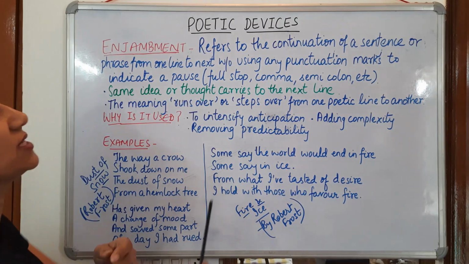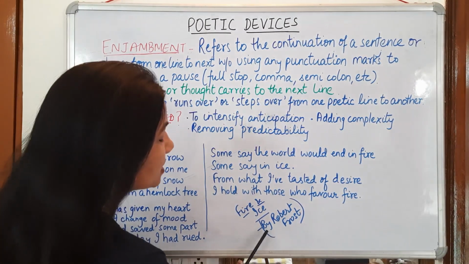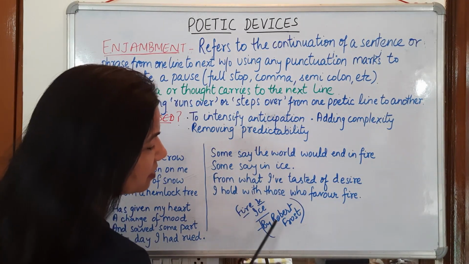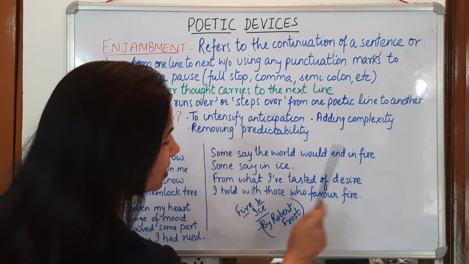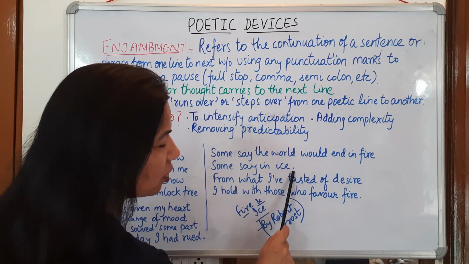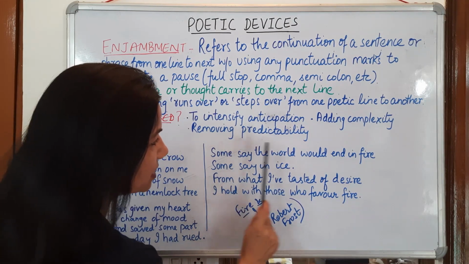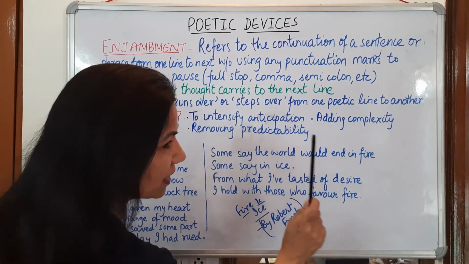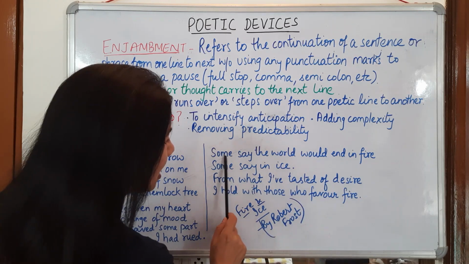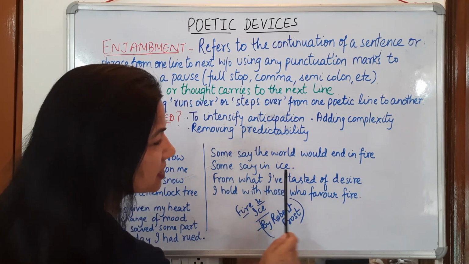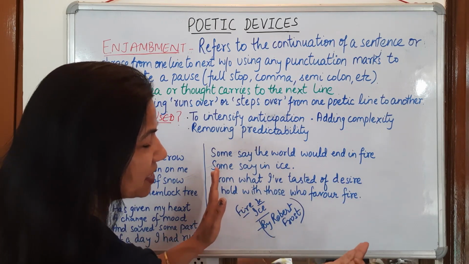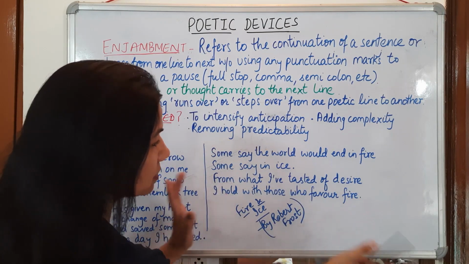Now let's move on to the second example. This is from the poem Fire and Ice, written by Robert Frost. Some say the world would end in fire, some say in ice, full stop. So that means we have to read these two lines together to understand the complete meaning. Some say the world would end in fire, some say in ice. That means the viewpoint is divided between two schools of thought.